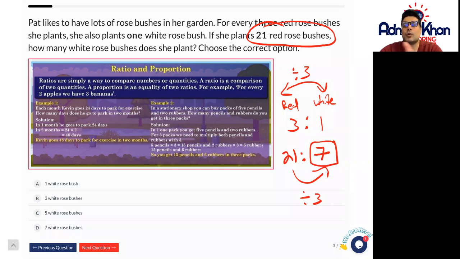Okay, so you're trying to work out what the proportions are, and then you find out what the scale factor could be, whether you multiply or divide this way around. And this way, we're just dividing 21 by 3, and that gives us 7 white rose bushes as our final answer for this question. So let's just select 7.